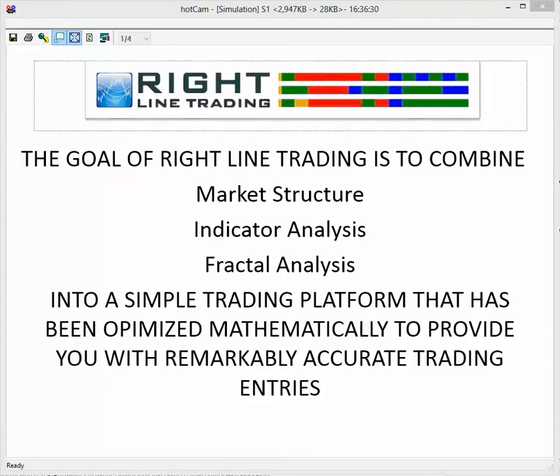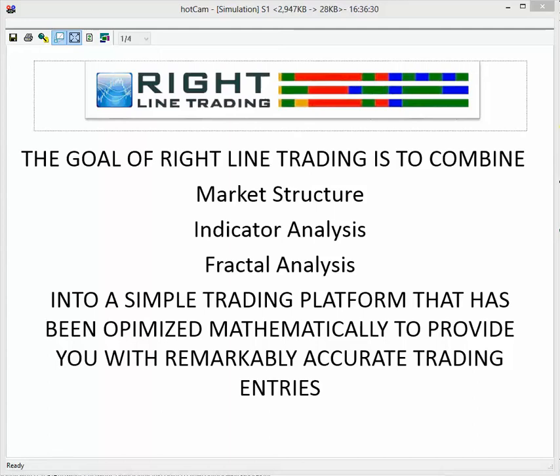So the goal of our software is to combine all of these elements. The first and most important is that of market structure. And you'll see how we define market structure, how market structure plays an integral part of providing you with a very, very low risk, high probability win entry. We also confirm market structure with indicator analysis. And thirdly, we want to assess what the market's doing on multiple time frames without having to look at multiple time frame charts.